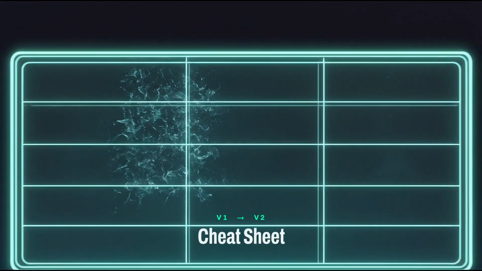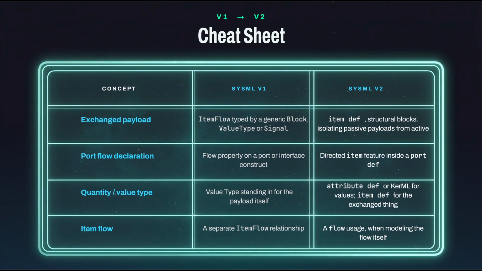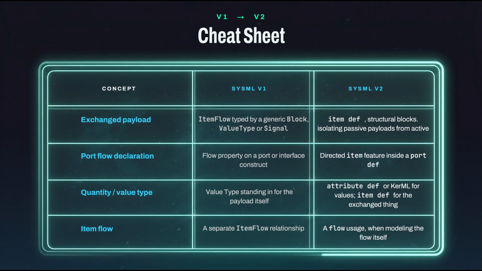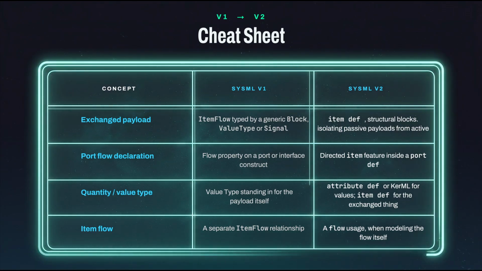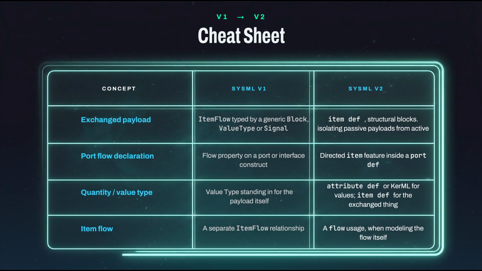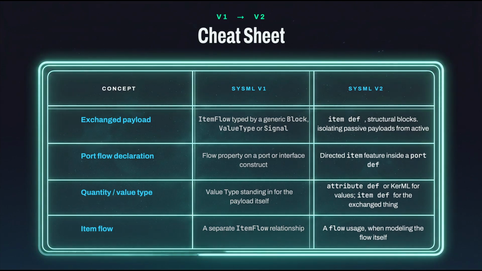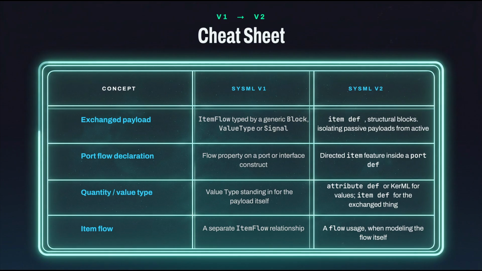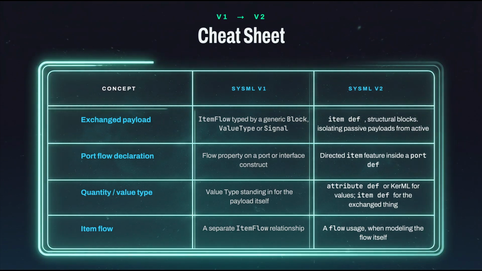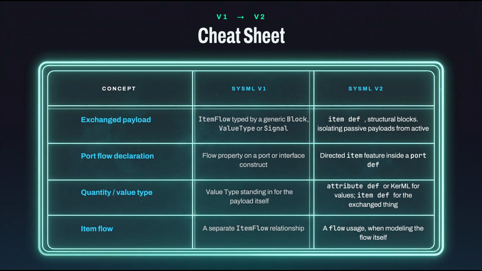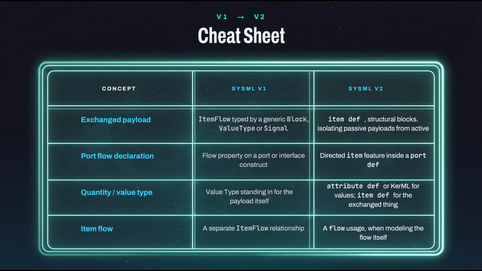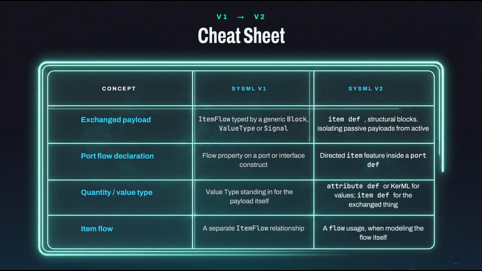Before we wrap up, here is the shift in compact form. In SysML v1, exchanged payload is modeled using an item flow that was typed by a generic block, value type, or signal. In SysML v2, it is defined explicitly with an item def, isolating passive payloads from active structural blocks. In SysML v1, port flow declaration was done through a flow property on a port or interface construct. In SysML v2, it is a directed item feature inside a port def.